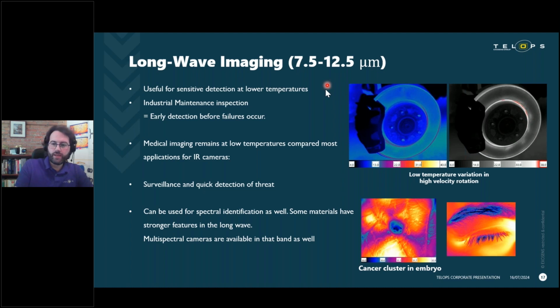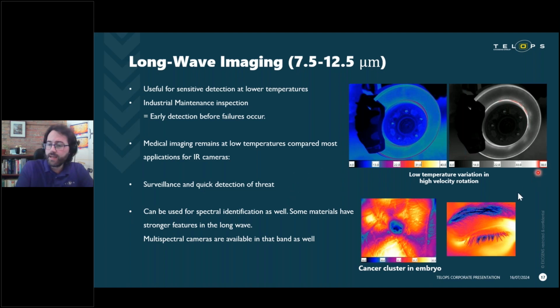Now, in long wave, that's really purely thermal. So in the mid wave, we had that in between emission and reflection sometimes in mid wave, depending on the materials you're looking at. Long wave imaging, we're really in thermal because at room temperature, you'll be able to have a very good sensitivity at those lower temperatures.